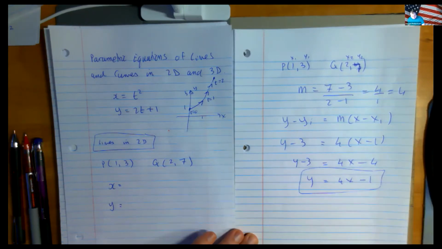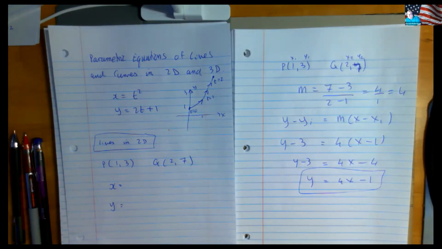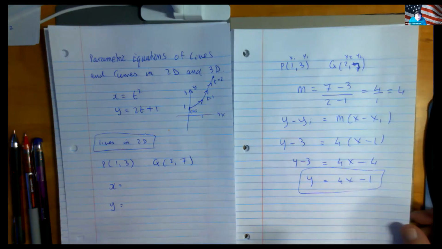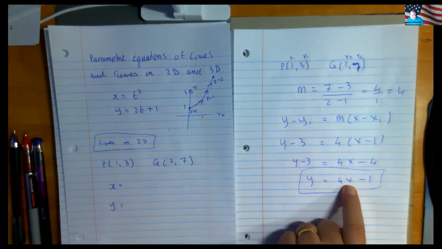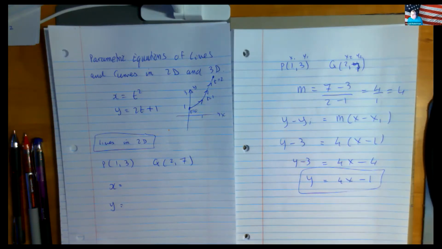Right, that was a very quick Math 94, how to get the equation of a line in 2D when you know the coordinates of the 2 points. Are we good on that? Now, we're going to try and make a parametric version of that, something with t's in it. That's our goal.